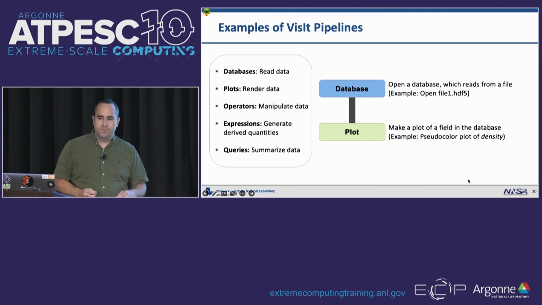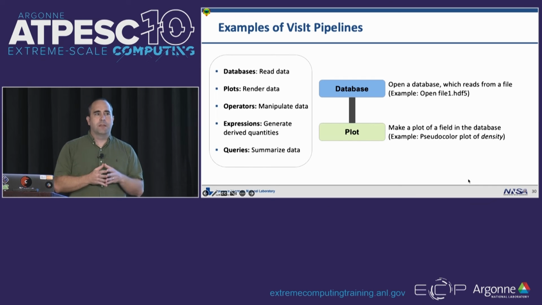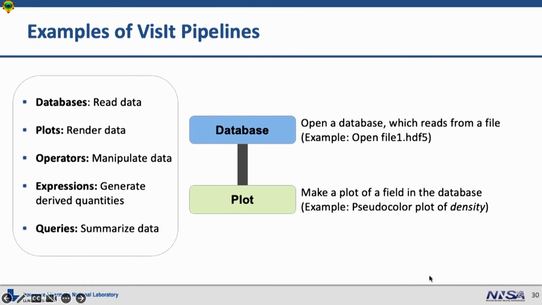A couple of examples we'll show. The simplest thing you can do is you have some data and you want to make a picture of it. So you use a database to open up a file format, it could be an HDF5 file or a VTK file. Then we add a plot, which allows us to render it and create a visual representation. In this example, we open up an HDF5 file that has a field in it, and I want to make a pseudocolor plot of the density. So we'll have a picture like the rainbow lasagna you saw before. That's the workflow here.